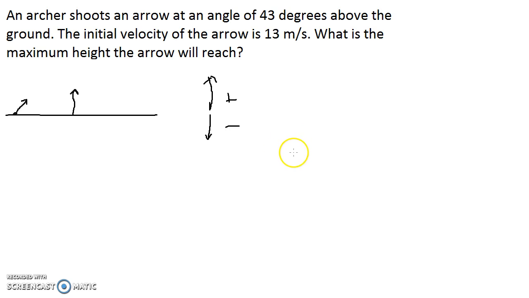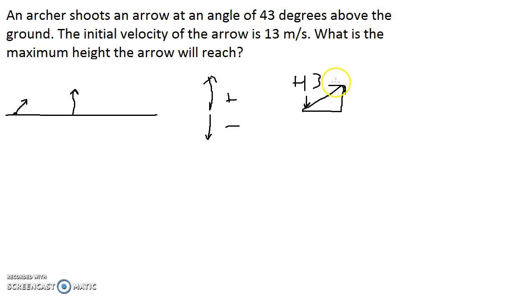So how do we break it up into x and y components? Well, I always recommend drawing a triangle. So we have here our vector of 43 degrees above the horizontal. So we can draw a right triangle here with this angle here being 43 degrees. Now next we have to figure out which trig function to use. So we can use either sine or cosine, and we just have to figure out which one would be ideal.